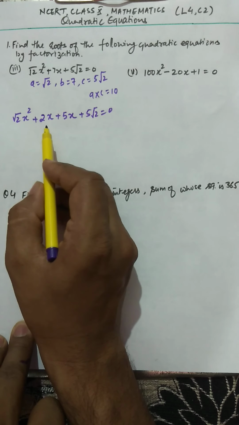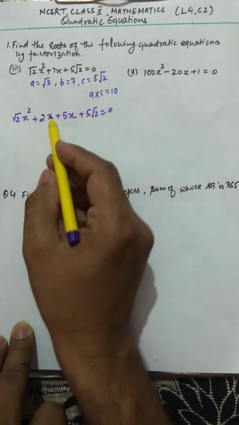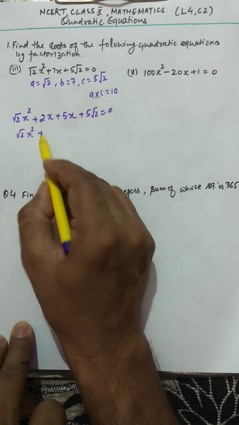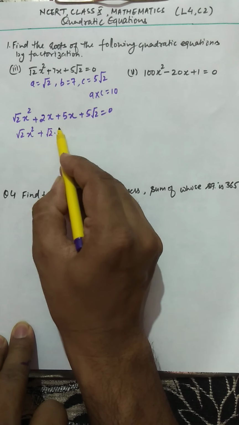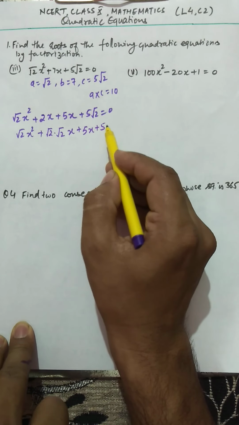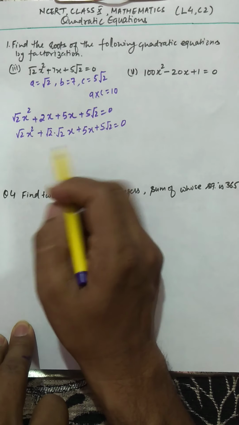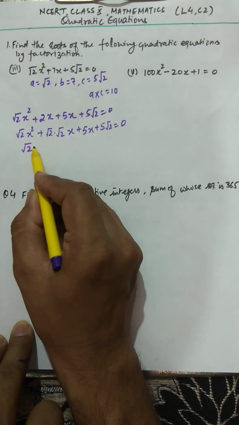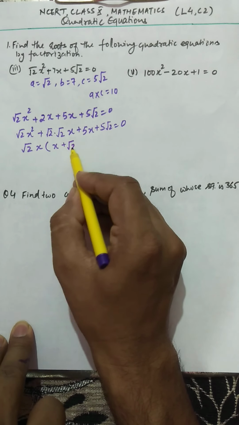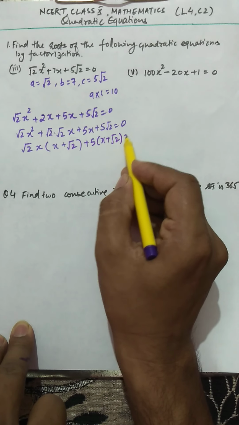Now if you take common, you are going to get only x as common, but root 2 is fine, so this 2 can be written as root 2 into root 2 x, and this is 5x plus 5 root 2 equal to 0. We have to do it this way, otherwise we will not get the common factor. Now root 2 x is common, so from here this is x and from here it is root 2, and you take 5 common, so here x plus root 2 equal to 0.